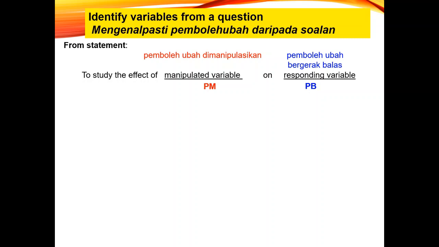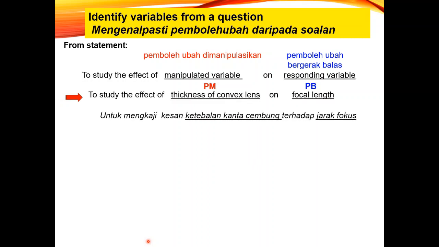Next, we move on to how to identify the variables from a question. If the question is given to you like this, you need to know how to identify the manipulated and the responding variables from the question. So the example here: to study the effect of, okay, effect of what? Of the manipulated variable on the responding variable. For example, to study the effect of the thinness of the convex lens on focal length. The thinness of the convex lens refers to the manipulated variable, and the focal length refers to the responding variable.